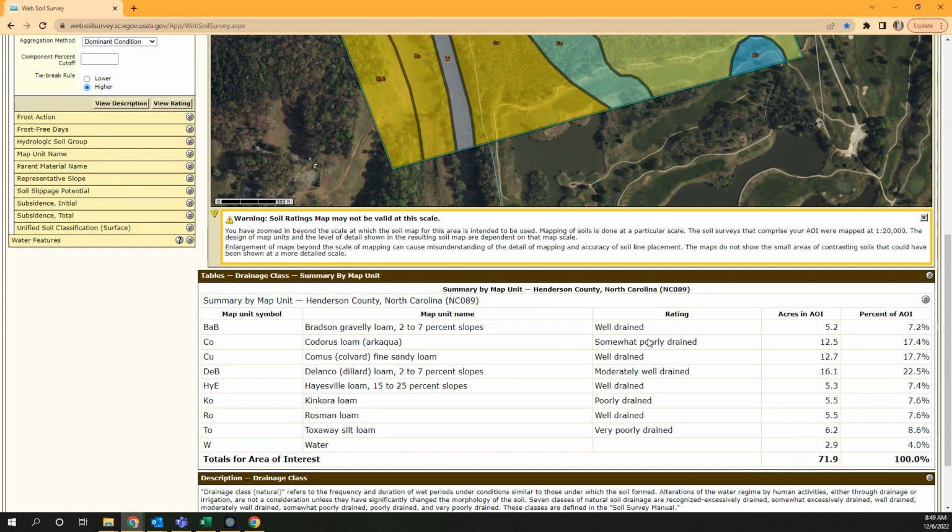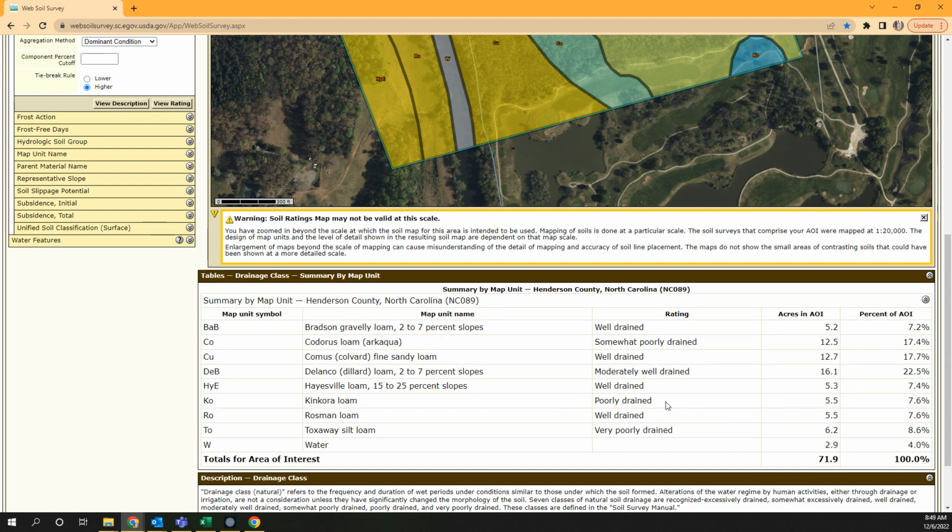In general, for most of our practices, we're looking for things that are well drained or moderately well drained. If we start getting things that are very poorly drained or poorly drained, that usually means we're going to have to do some sort of drainage, or maybe get into a wetland situation.